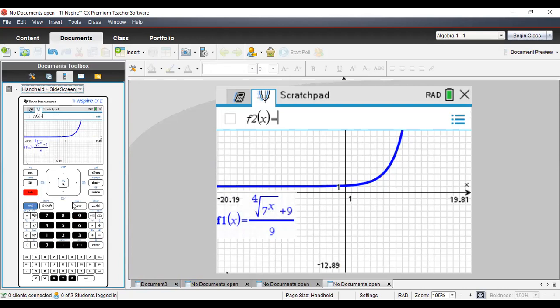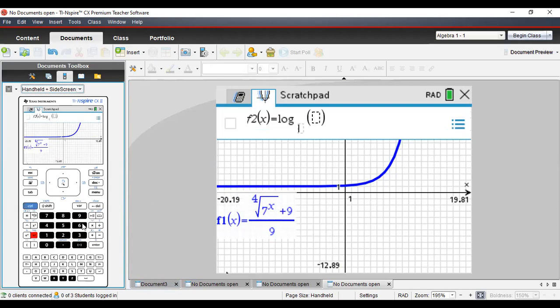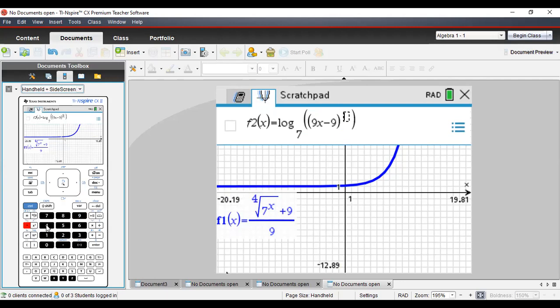So I press tab and I'm going to enter this one. So I'm starting out with the log with a base of 7. And then inside, I am taking the log. So I'm going to put inside here, just to make sure this is clean, I'm going to do 9x minus 9. And then I'm going to raise that to the fourth power. And that's what I'm taking the log of.